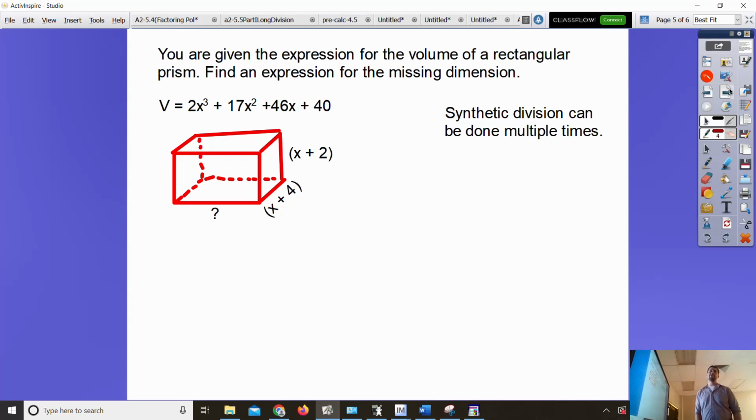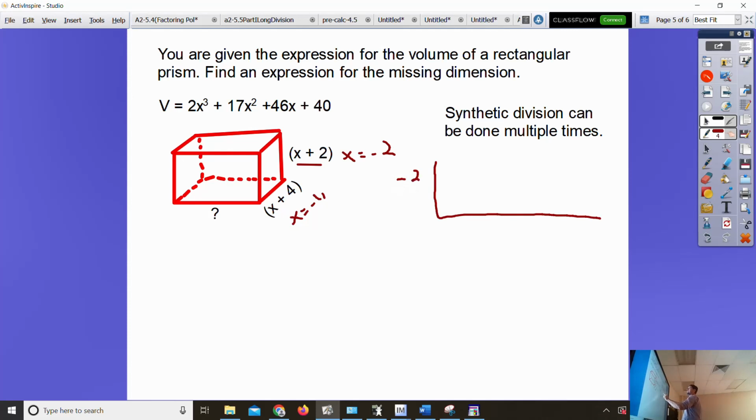You are given the expression for the volume of a rectangular prism. Find an expression for the missing dimensions. Oh, this won't be so bad. So this tells me that x is -2, and this tells me that x is -4. And do synthetic division twice.